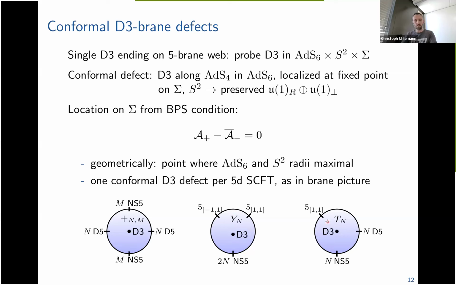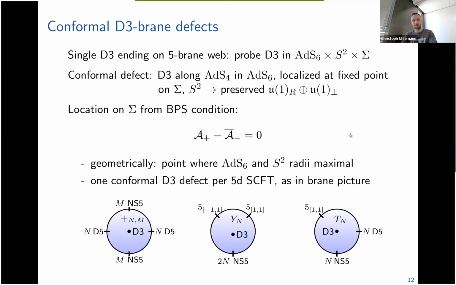All right, so this is the general picture. Can I ask you a question? Sure. So if the D3 is not at this point where the radii are maximal, what's the dual thing? Is it non-conformal and then it will flow down to there? Like it will move? Yes, very, very good. This is going two slides ahead. If you're okay with that, I'll just go on, and feel free to jump in. Yeah, thanks. Okay, great. Good.